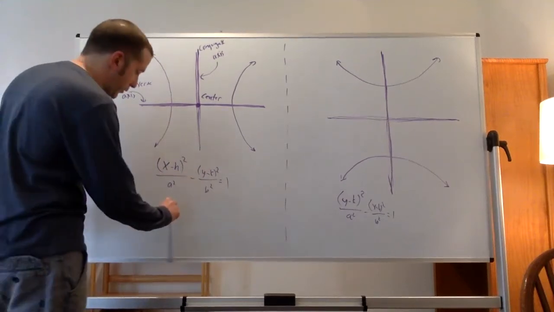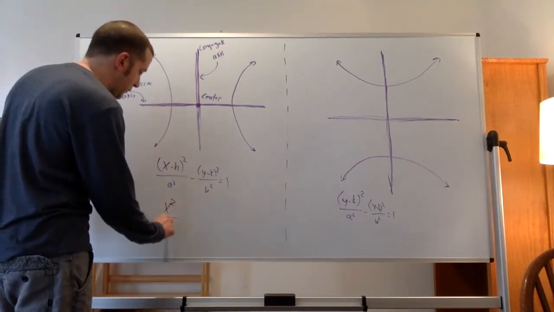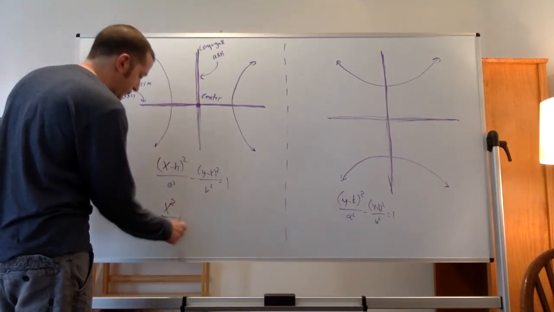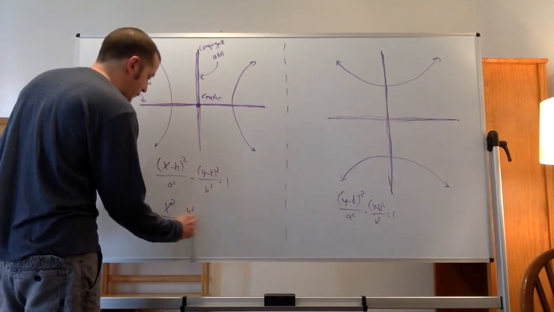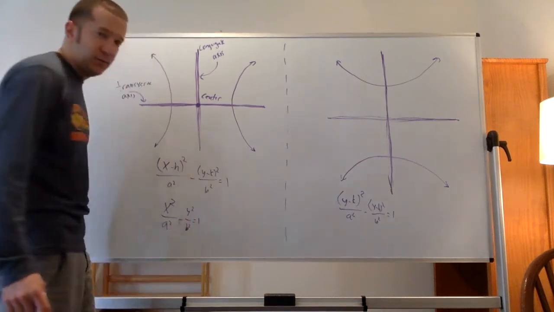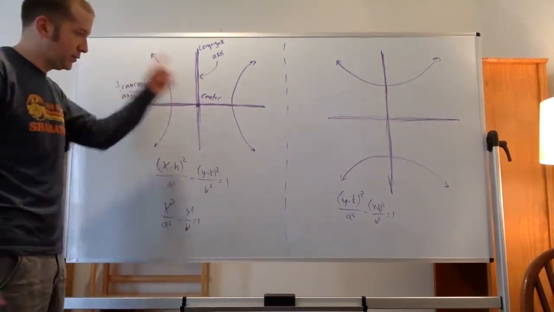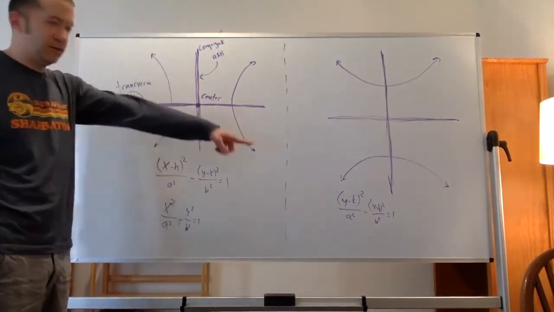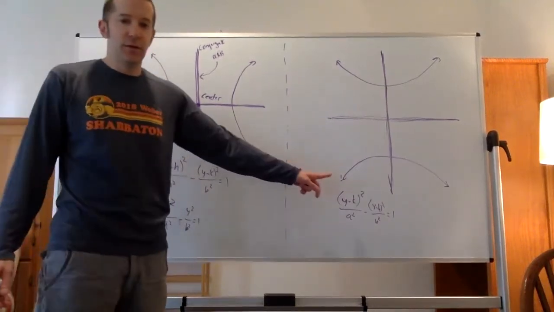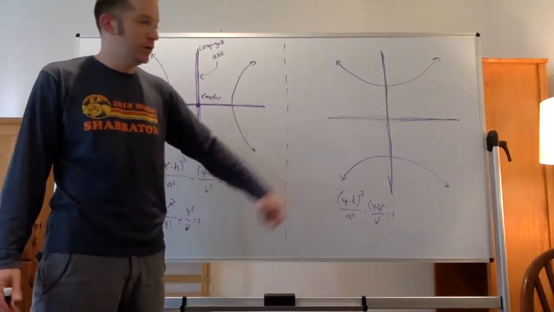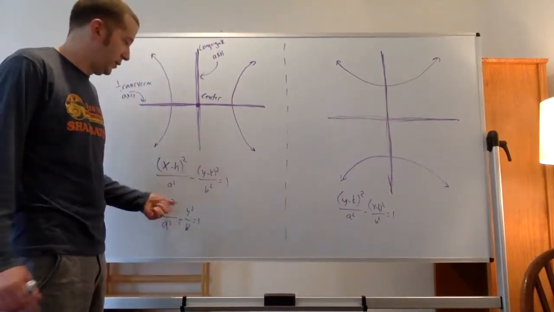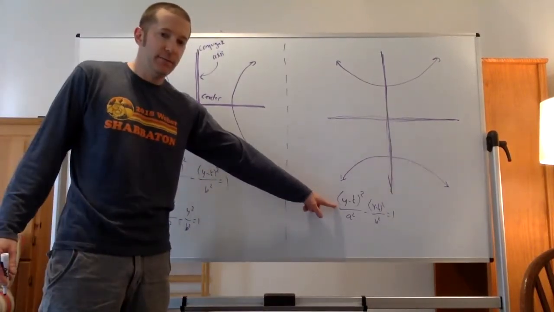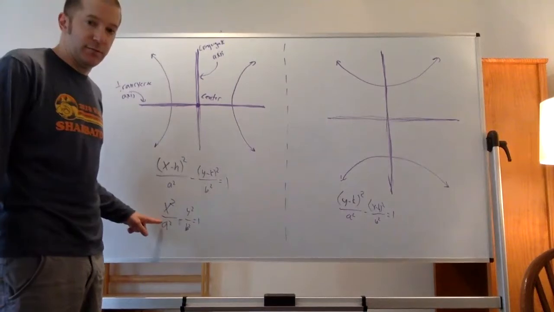So your equations will look like this: x squared over a squared minus y squared over b squared equals 1. For the rest of this video, I'm just going to work on this one, and everything that I'm going to say transfers directly over to the ones that are vertically oriented, the ones that open up and down. The only difference is that the y squared term is positive there. The x squared term is positive here.